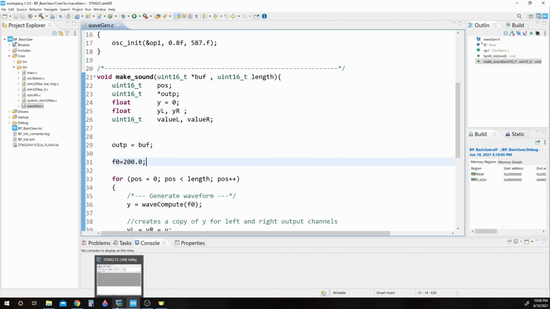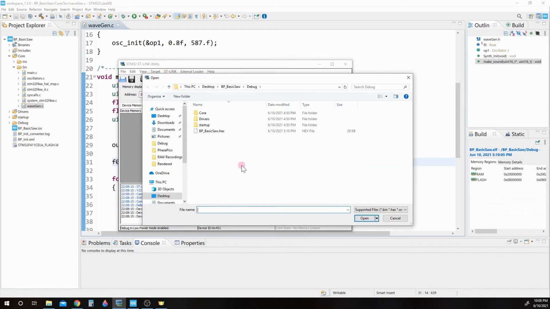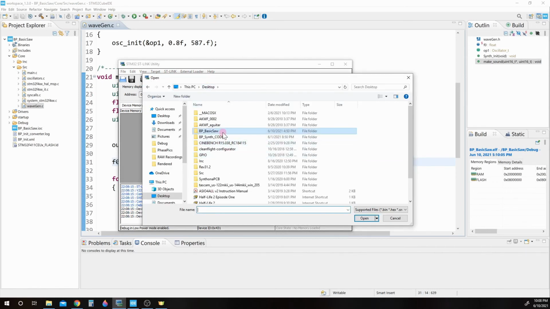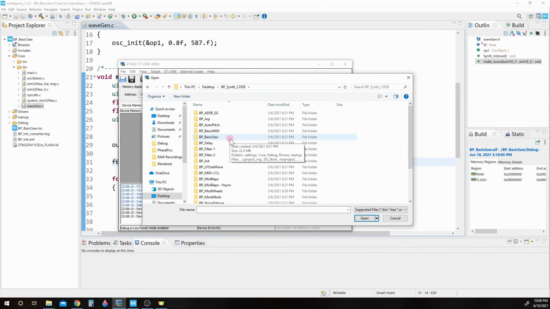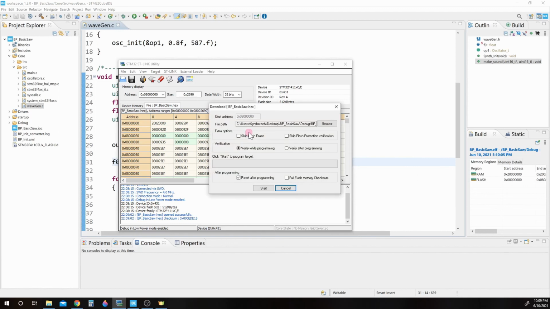Now we're going to open up our ST-Link utility. Now let's plug in our dongle, and up here where it says Program Verify, click on that. And you need to find your BP Basic Saw project folder. Now usually this will be inside of here in your BP Synth code, but I'm going to use a copy of it from my desktop so that I can alter it without having to alter the original one. So in the BP Basic Saw project folder, go to Debug, go to bpbasicsaw.hex, double click on that.